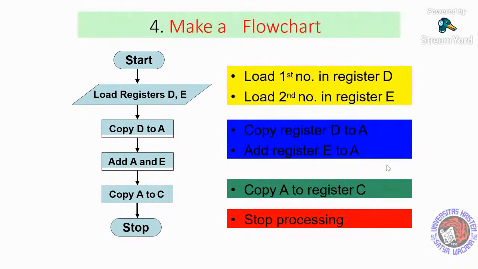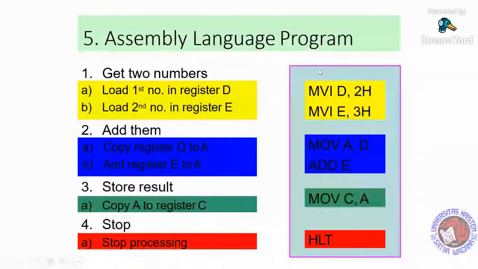So after you already know the logic behind the process, you make the flowchart. First is load register D and register E. The yellow one is load register D and load register E by data. The data is 2 hexa and 3 hexa. And then after that, add them. You do the summation, the binary addition. Move D to A and then add E. And then after that, copy or move the content in register A to register C. And then stop.